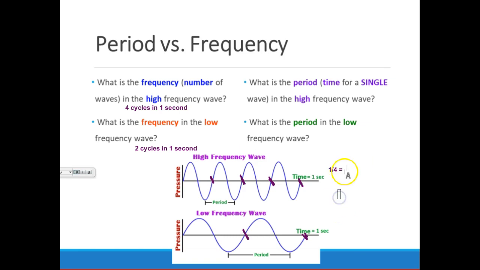What would 1 divided by 4 be? Otherwise known as a quarter. Yes, exactly. So the period here would actually be 0.25 seconds. So the amount of time it takes for 1 cycle here would be 0.25 seconds, or our period. Smiley faces if that makes sense. Remember, period gives us an actual time, a period of time.